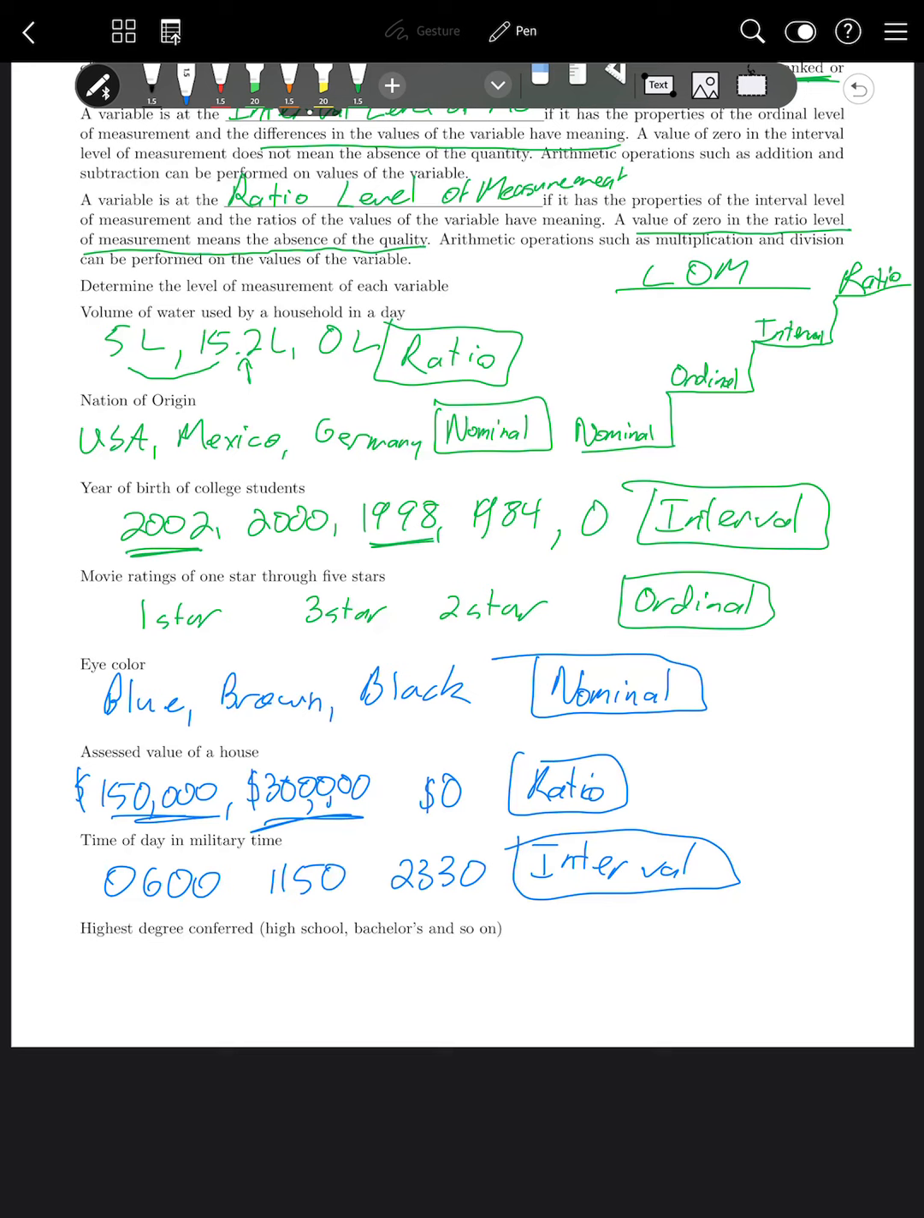And then the last one is highest degree conferred, high school, bachelor's, and so on. This one does make it to ordinal because we can put them in order by number of years in school to get that degree. But it does not make it to interval because we can't subtract anything. So this would just be ordinal.